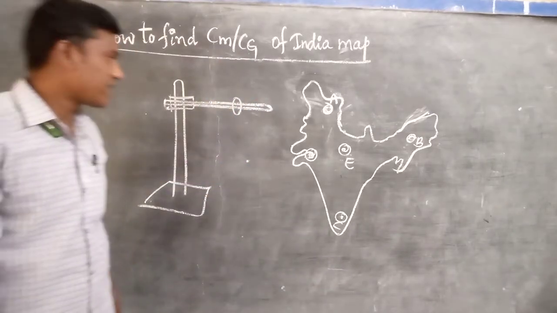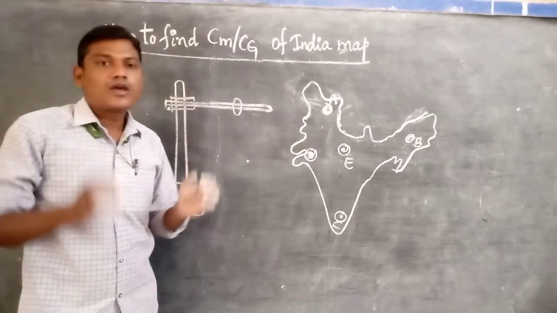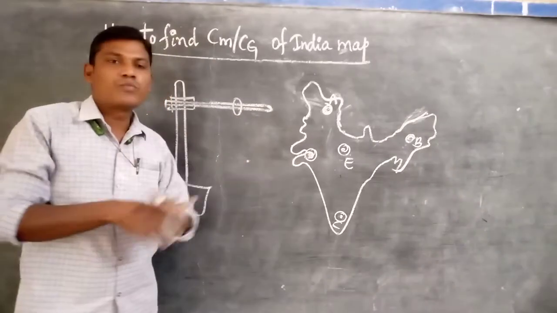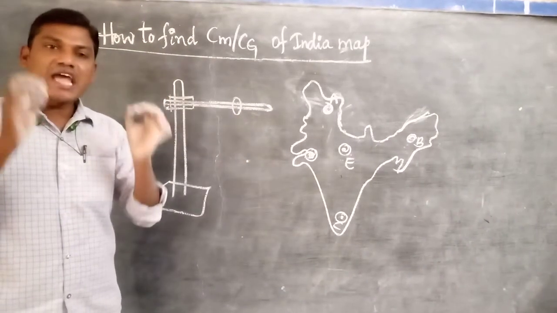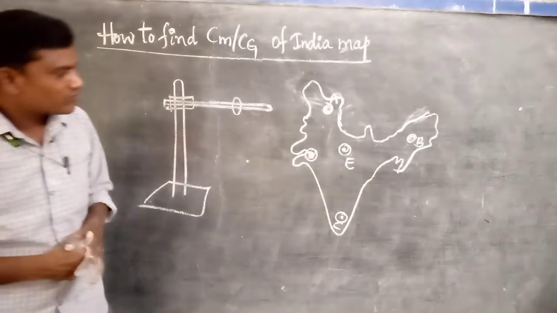Listen very carefully once again. So in this one, first of all, we take an irregular shape of an object. For example, an India map made of steel. Now we make tiny holes at different places as shown in the figure, like this.